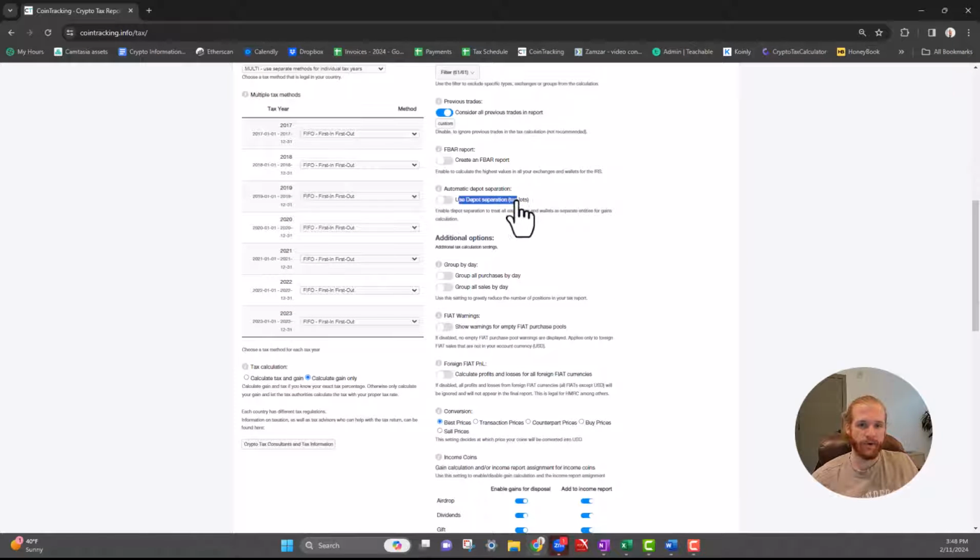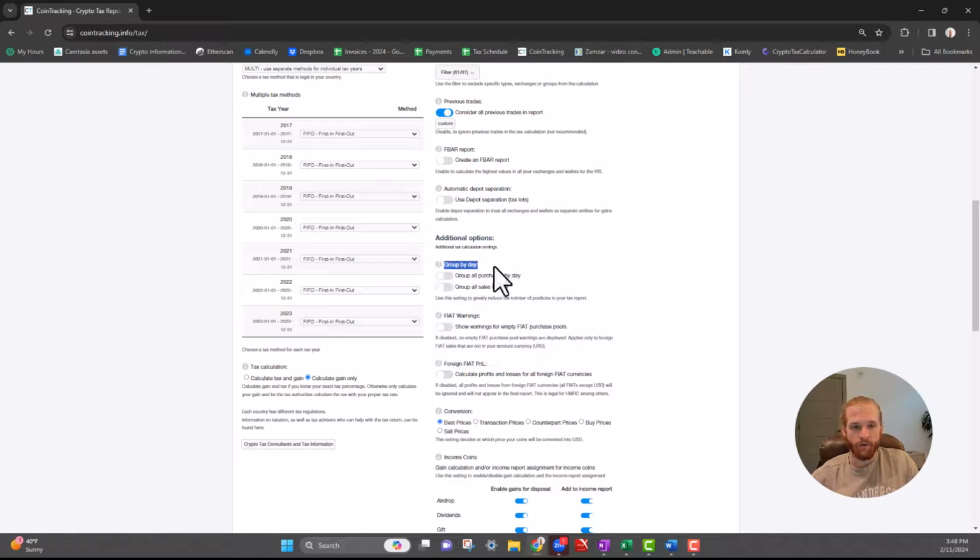Now this depot separation button. So this basically says that if you've got coins on Gemini and you've got coins on Coinbase, it's going to separate those two. So taxable transactions that happen on Coinbase happen on Coinbase. Taxable transactions that happen on Gemini happen on Gemini. It's not going to mix the two at all. So this can be useful if you're trying to separate a certain lot of coins. Maybe your Gemini is your long-term holdings that you want to hold forever and you don't want those to be factored in, then you can utilize something like this.